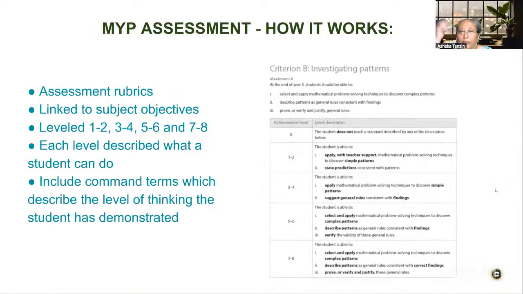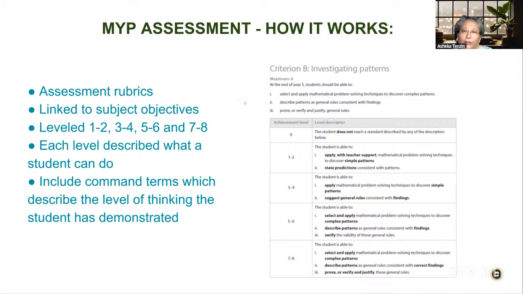Now, in MYP, how does assessment work? You already heard me saying that there are 4 criteria, criteria A, B, C, D. What I have done over here is taken an example of criterion B of mathematics. This is how the rubric looks on my right-hand side. Criterion B, investigating patterns, at the end of year 5. This is for grade 10.